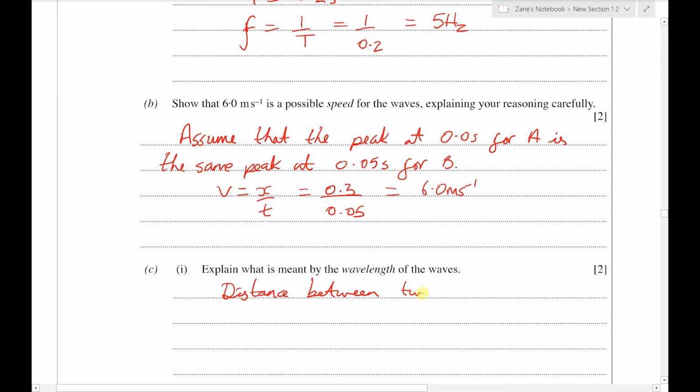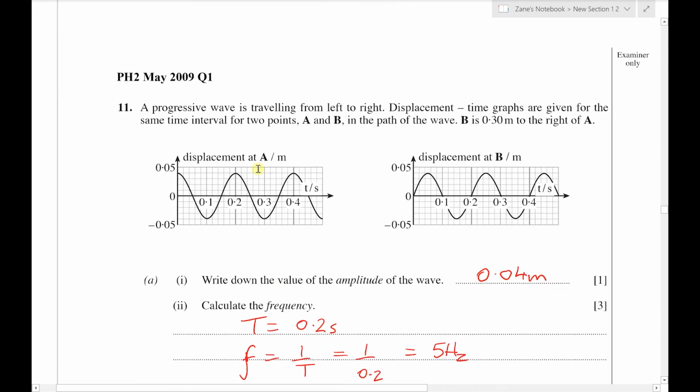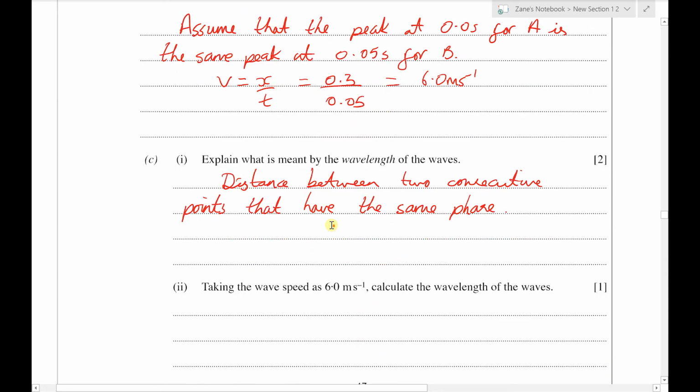two consecutive points that have the same phase. So for example, two peaks of the same phase or two troughs of the same phase. Or if we go back to the original diagram, well, we can't do it with these diagrams because these are time on the axis rather than distance on the axis.